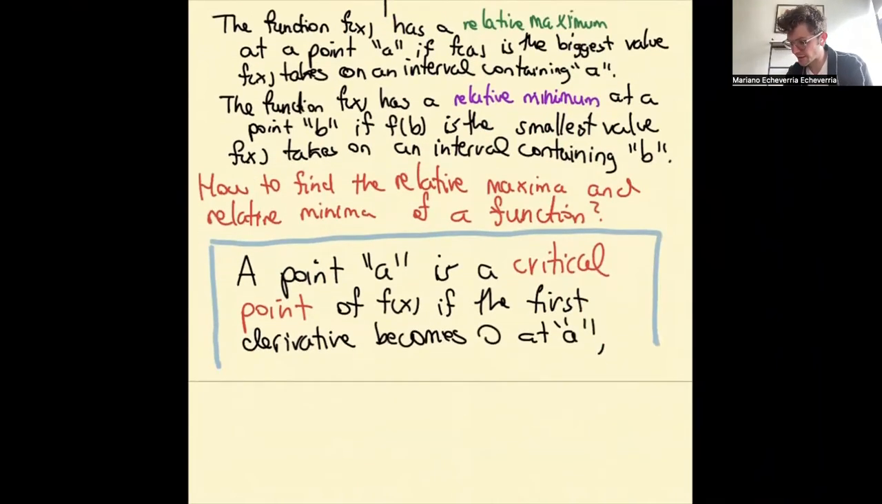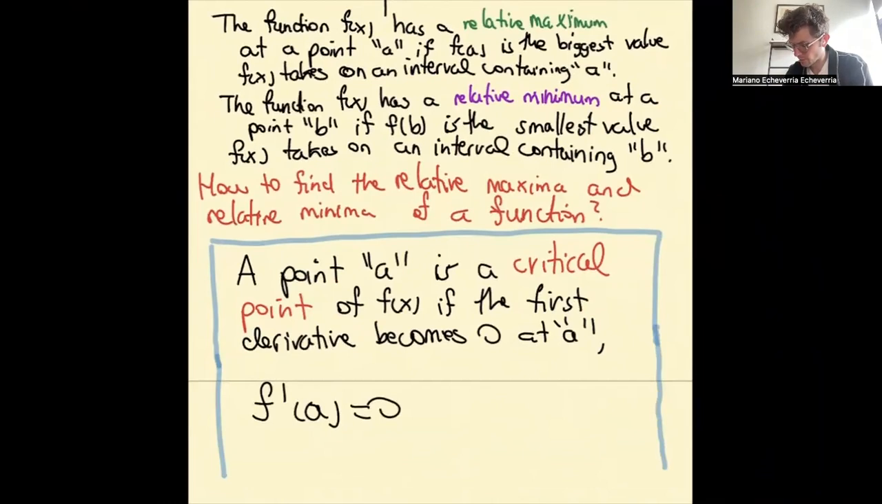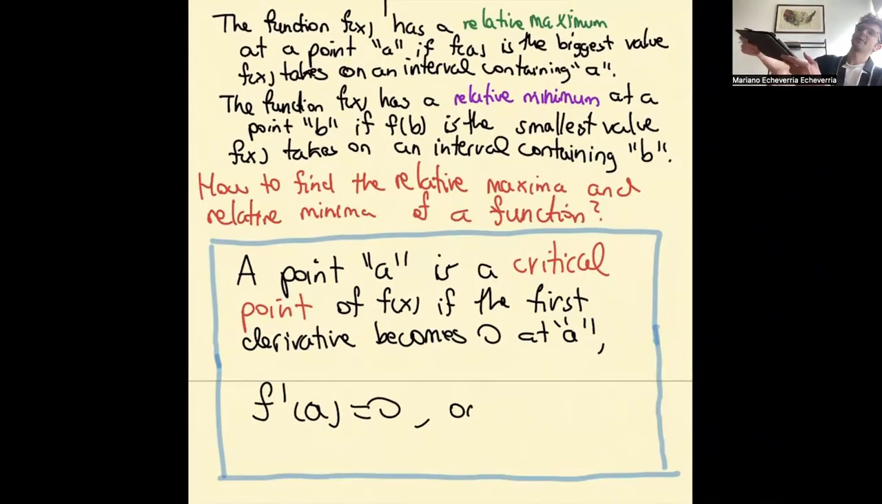So what does that mean? It means that f prime of A equals zero. Or the first derivative is undefined at this point. That's something I'm not showing you on this graph, but another possibility for being a critical point is that the first derivative is undefined.